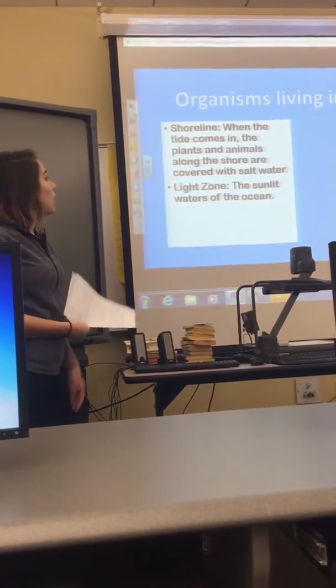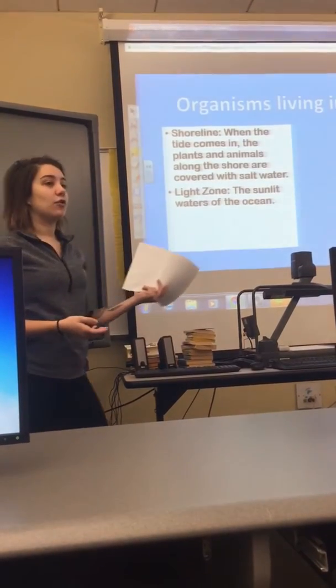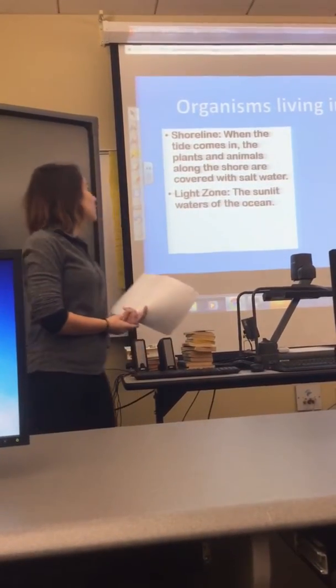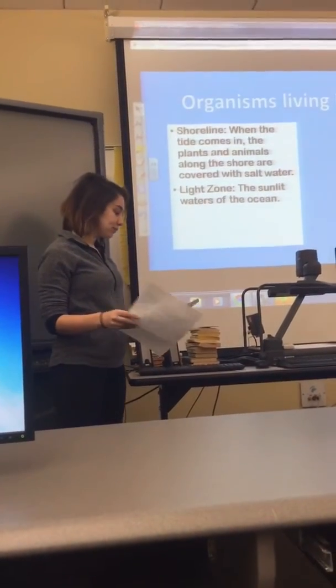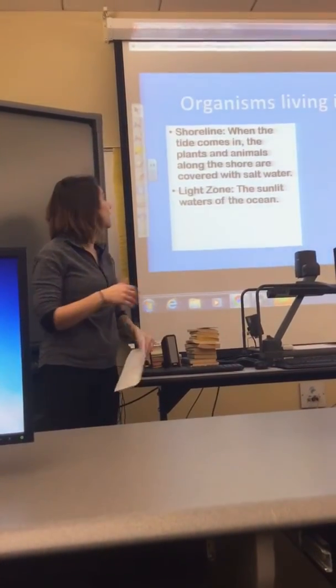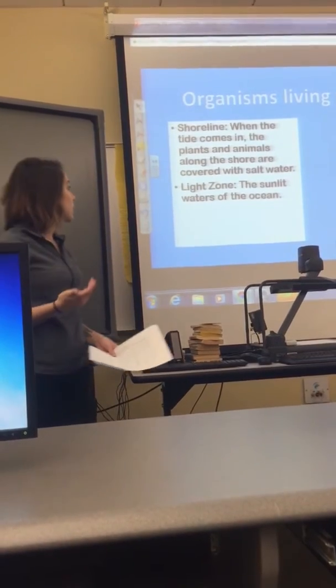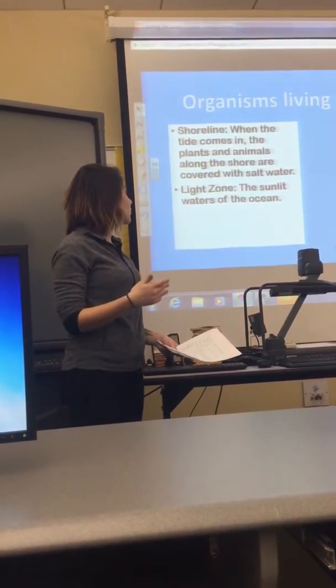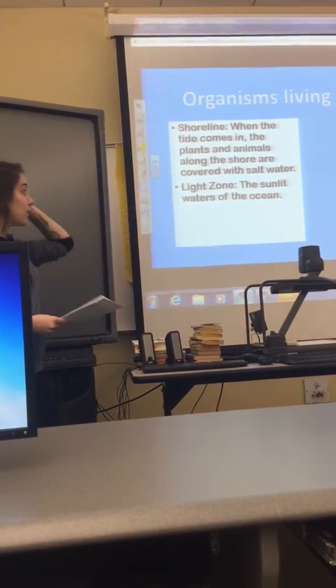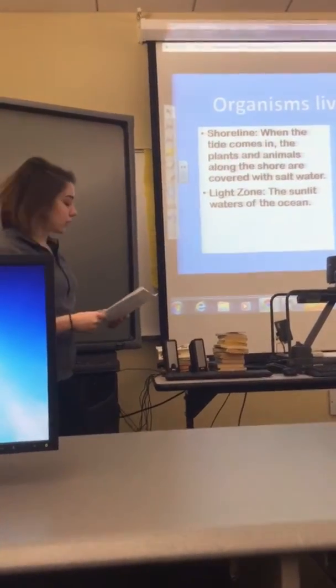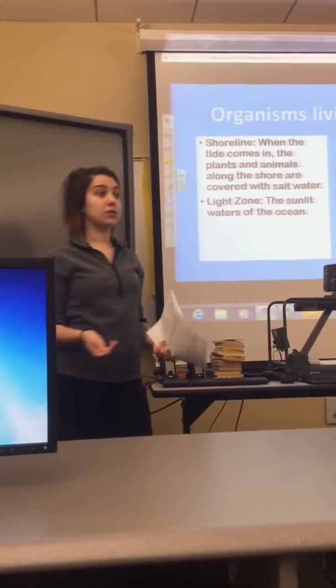So a couple of different places which we went over in our Quizlet, the different areas in which organisms live. So we have the shoreline, which is where, when the tide comes in, these plants and animals end up along the shore and are covered with salt water. A couple of animals that live on the shoreline are starfish and mussels.